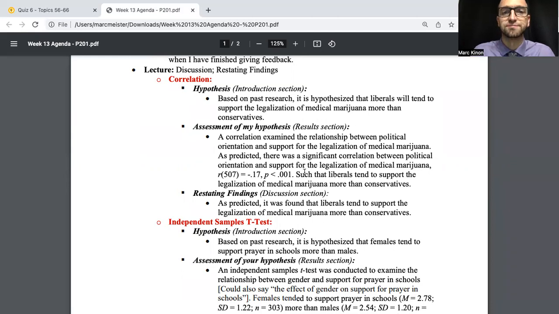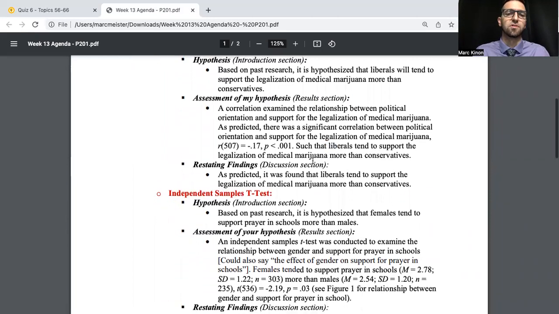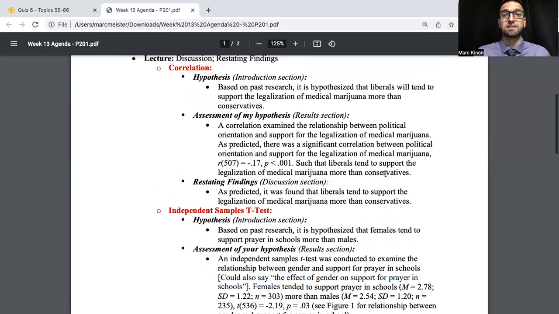Actually, what you should say here is, such that liberals tend to significantly support the legalization of medical marijuana more than conservatives. So actually add that word, that's more appropriate. Now to restate your findings in the discussion section, you would simply say, as predicted, it was found that liberals tend to support the legalization of medical marijuana more than conservatives. Do you see that?